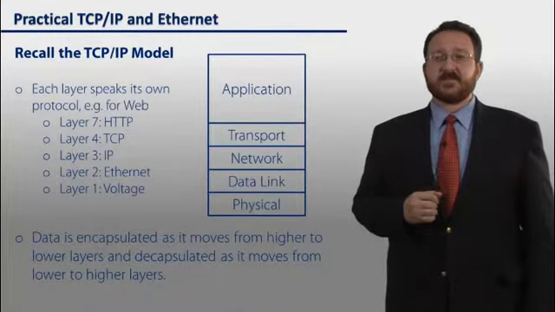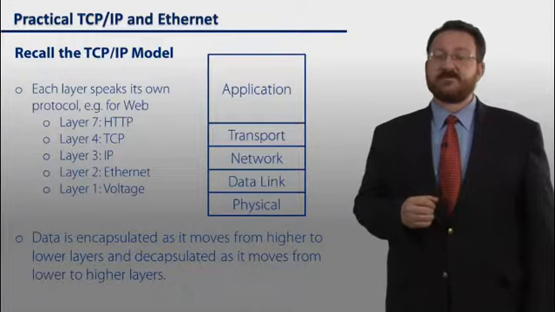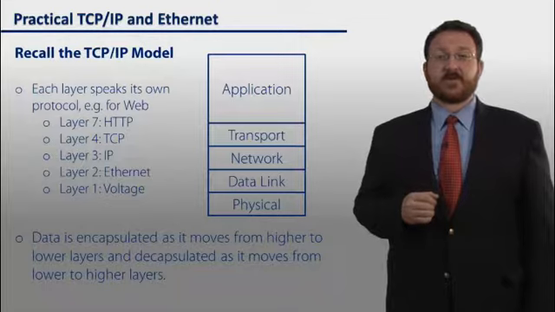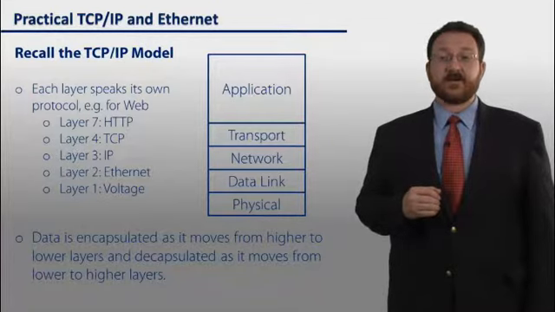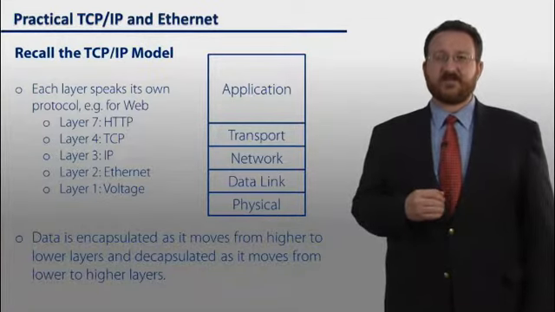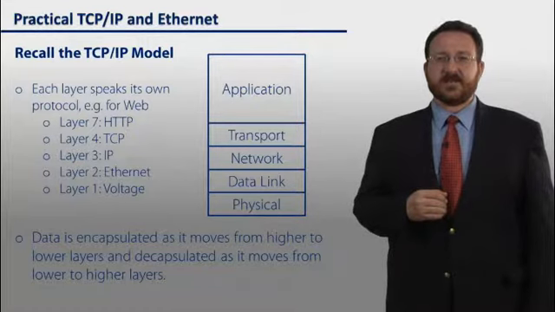So, for example, in a web application, layer 7 would be the HTTP protocol, layer 4 would be the TCP protocol, layer 3 would be the IP protocol, layer 2 could be potentially Ethernet, and layer 1 could be a voltage that's on a wire. Data is encapsulated as it moves from higher to lower layers and decapsulated as it moves from lower to higher layers. And so these are the protocol envelopes in which the data is placed.